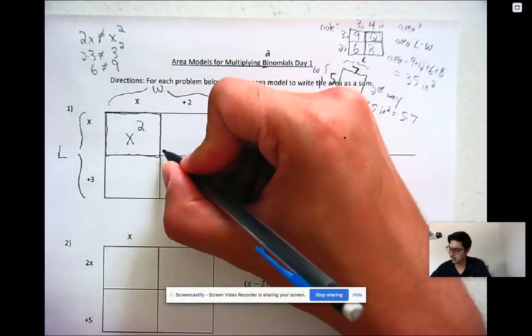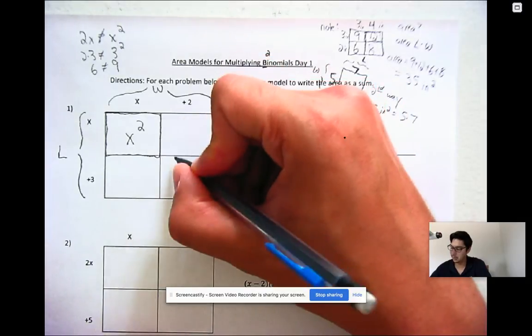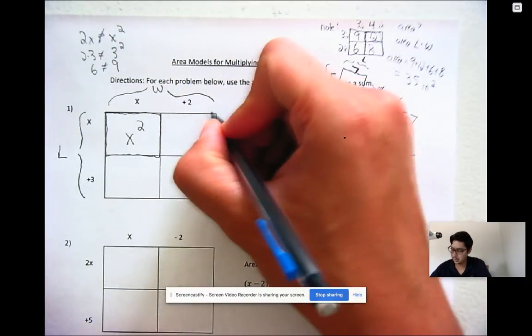Now we come to this rectangle. What's the length and width of this? Well, we know that the width is 2. What's the length?